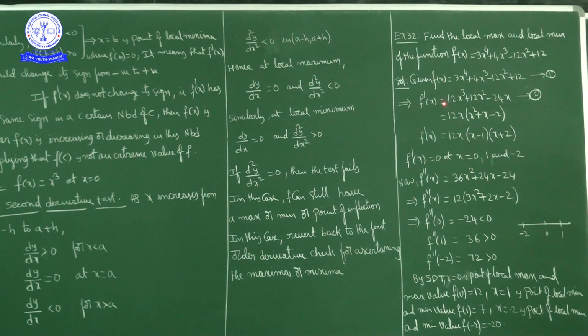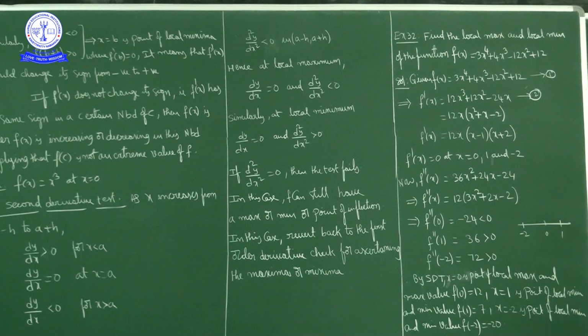First of all, f dash of x is 12x cube plus 12x square minus 24x. Now its derivative, f double dash of x, is 12 into 3, 36x square plus 24x minus 24. Taking 12 common, f double dash of x is 12 into (3x square plus 2x minus 2).